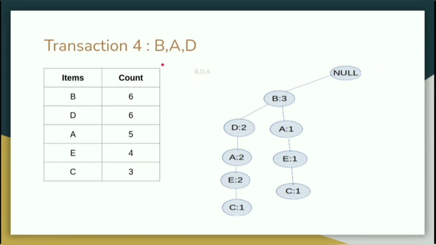This transaction will be sorted, so it will look like this, BDA. Now check that root node contains B, yes. This node B contains D, yes. This node D contains A, yes. So update the count of all of them, so it will look like B4, D3 and A3.